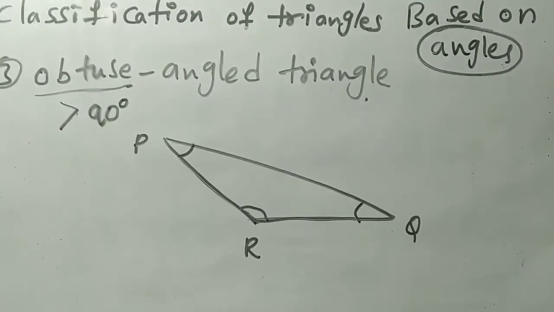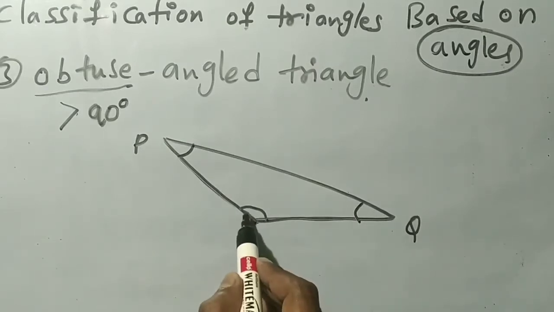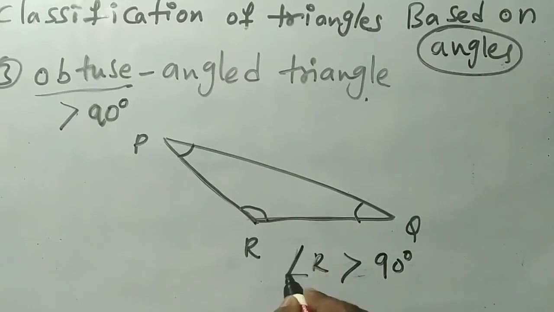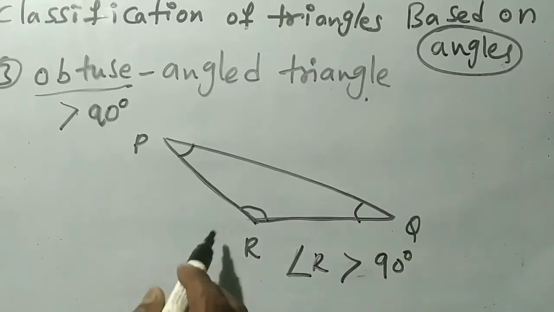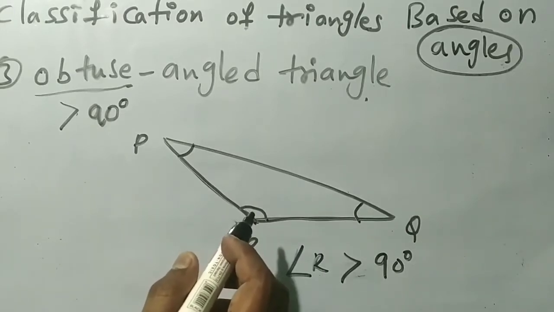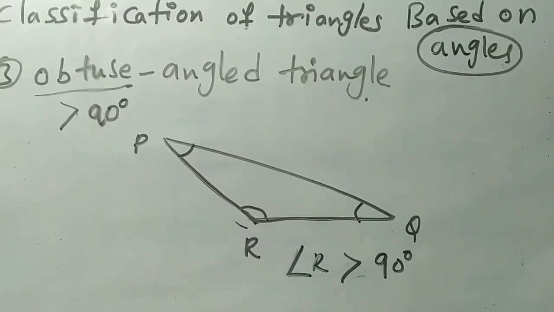It is an obtuse angle triangle because in a triangle any one of the angles is more than 90 degrees. So this angle R is more than 90 degrees. We know that if an angle is more than 90 degrees it is obtuse, and less than 90 is acute. So the angle R is more than 90 degrees, so it is an obtuse angle triangle, because in a triangle, if any one angle is more than 90, then it is an obtuse angle triangle.